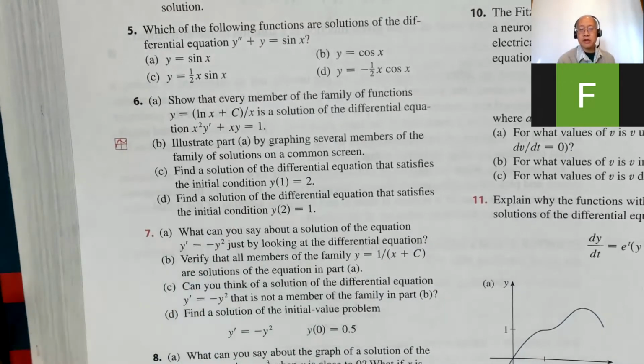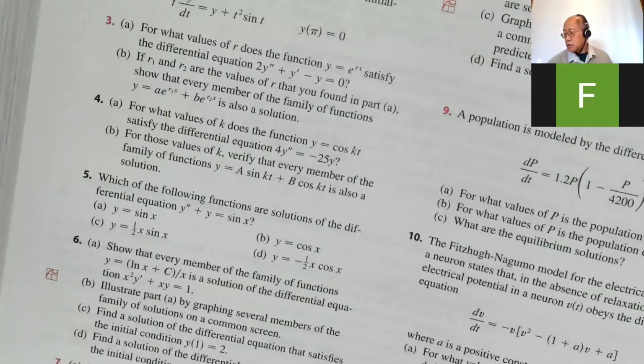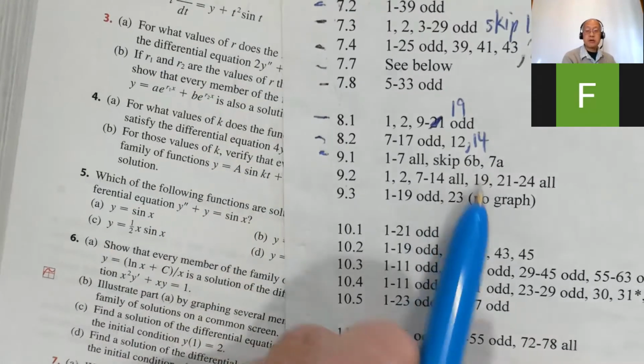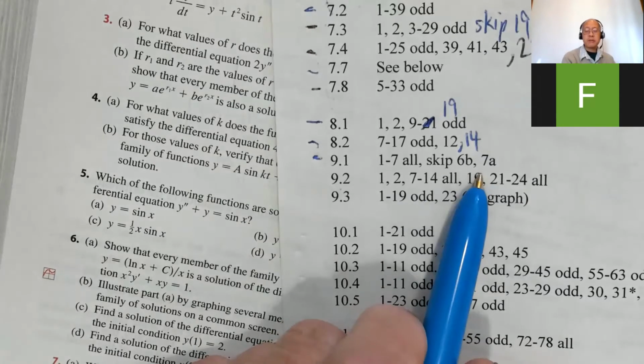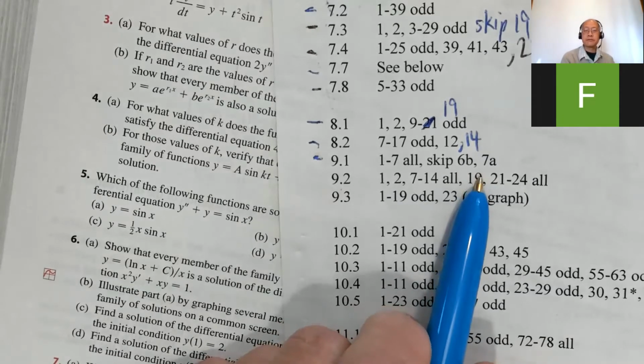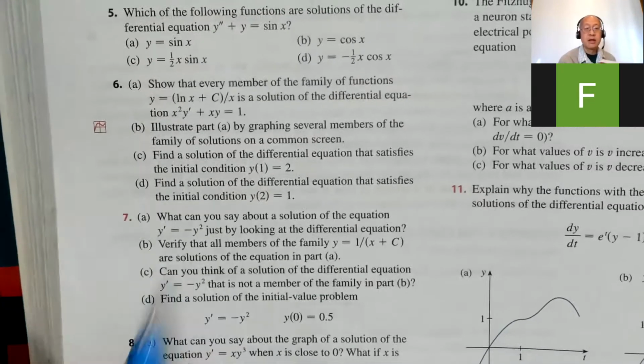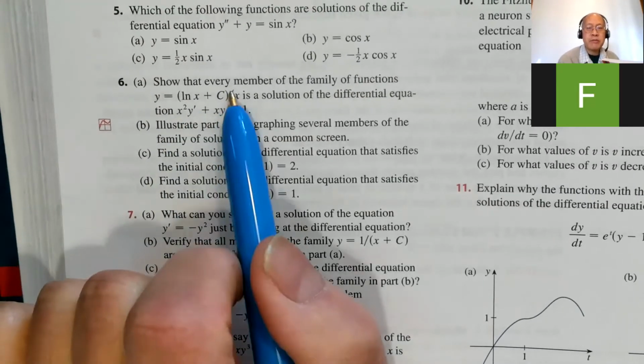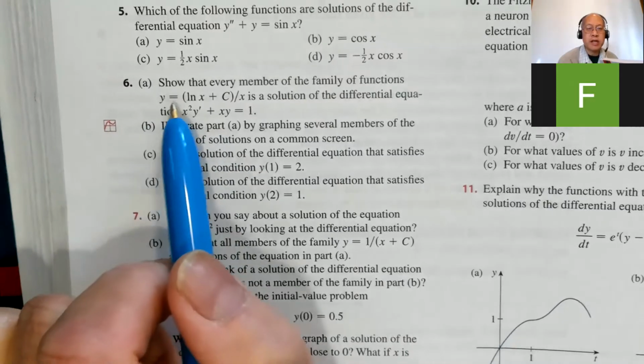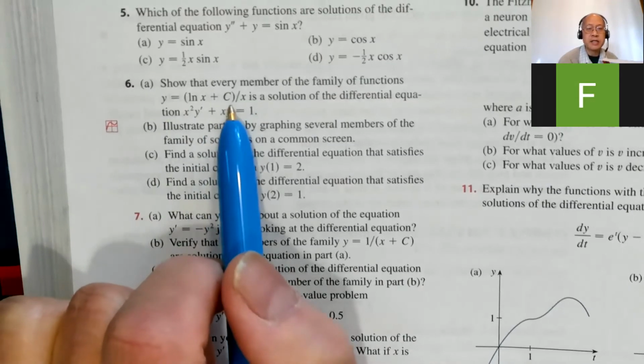All right, all we have left are 6 and 7. And then I'm done, folks. So 6 and 7 are somewhat similar. So I'll do 6, you do 7. All right, show that every member of the family of functions y equals ln x plus c over x.